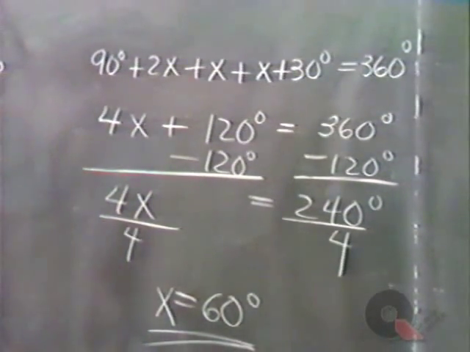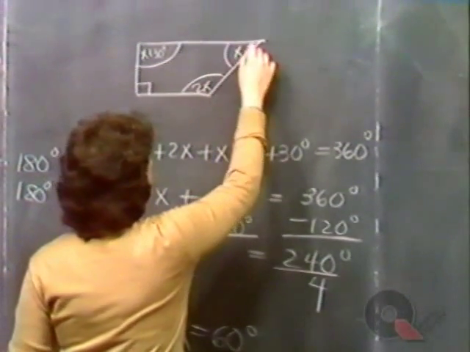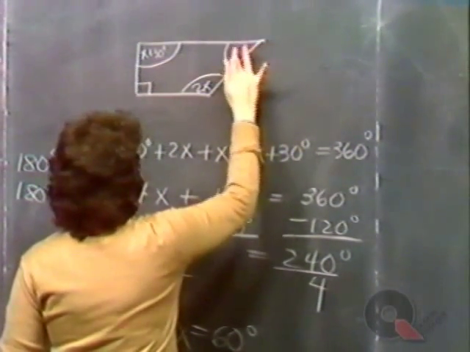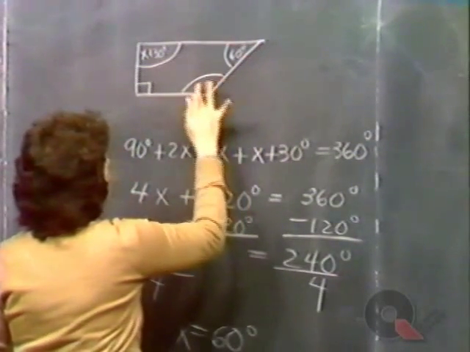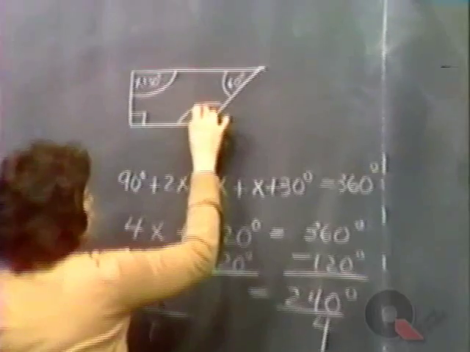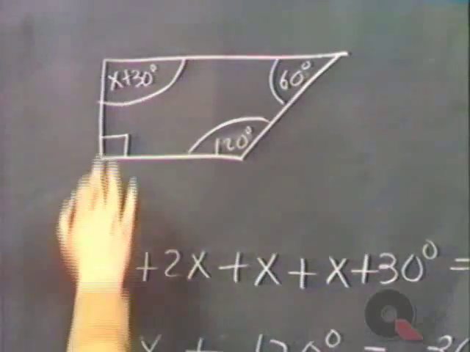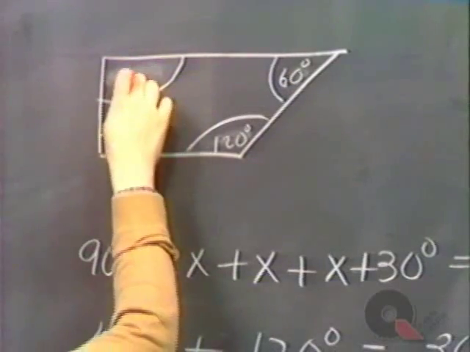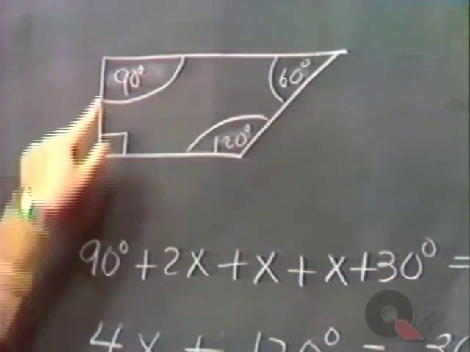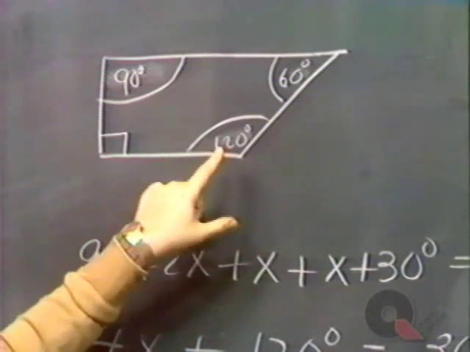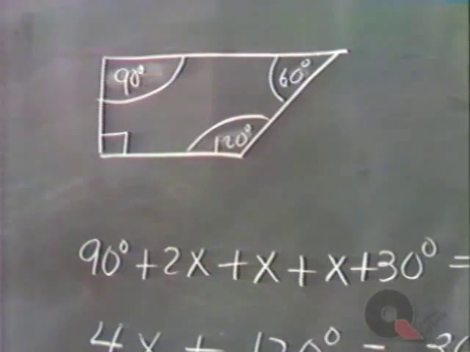If x is 60 degrees, that means that this angle here is 60 degrees. This angle is 2 times x, 2 times 60, that's 120 degrees. And this angle, which is 60 and 30, of course, is 90 degrees. It looked like a right angle, and it happens to be one as well. Okay, so 90 and 90, 180, and 120 and 60, another 180, adding up to 360 degrees.